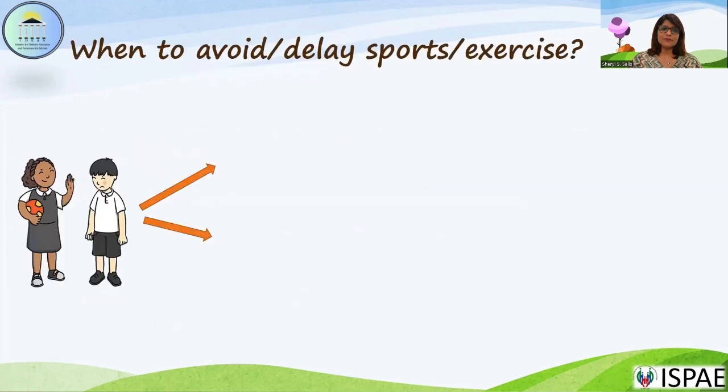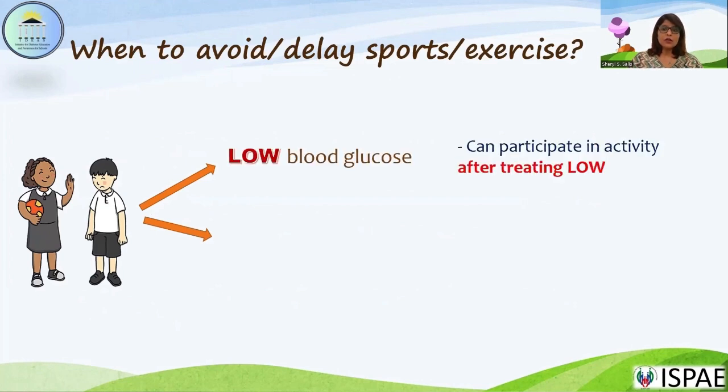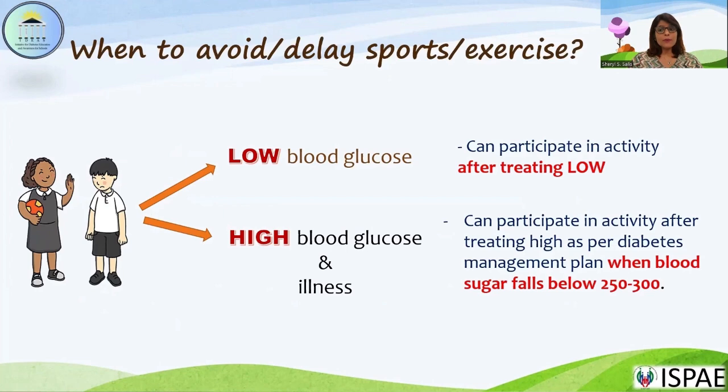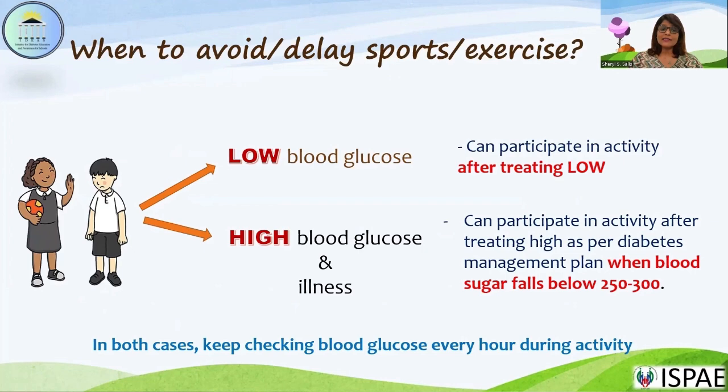Now, when do we avoid or delay sports or exercise? If the blood glucose level is low, the child can participate in an activity after treating the low. If the blood glucose level is high, or if there is illness, the child can participate in an activity after treating the high as per the diabetes management plan, or when the blood glucose levels fall below 250 to 300 milligram per dl. In both cases, keep checking the blood glucose level every hour during activity.